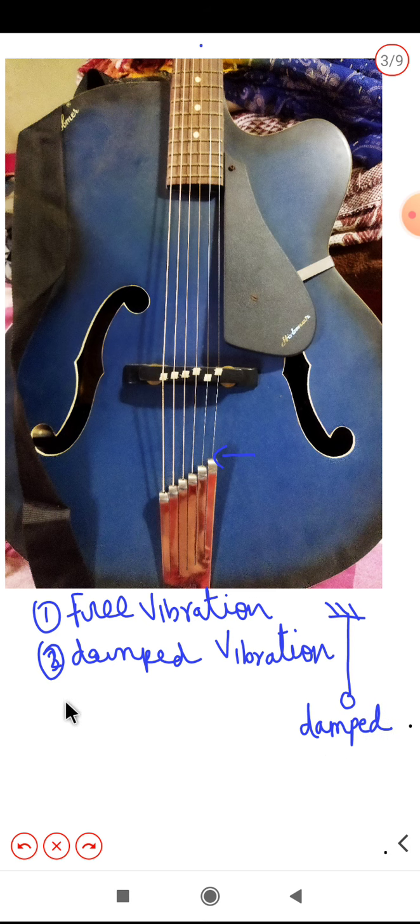And the third case is force vibration. If I want to make this pendulum continue its oscillation, if I want it to oscillate continuously, we need to push it from time to time continuously, so that its oscillation will be sustained. In that case we call it force vibration. In force vibration, you need to apply external force to make the body vibrate. Let me give you one example of force vibration.